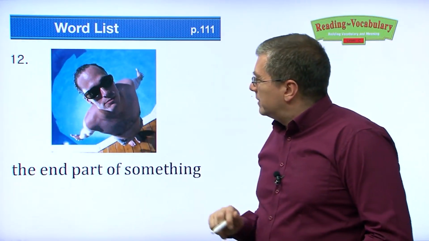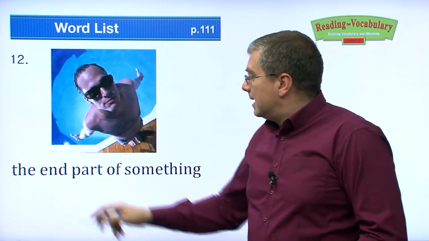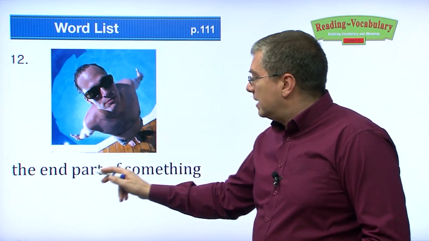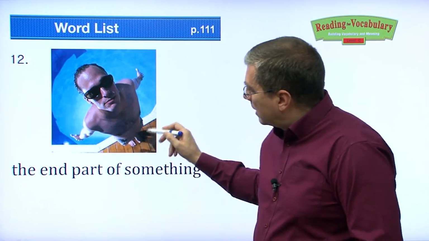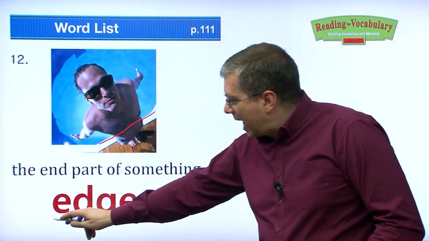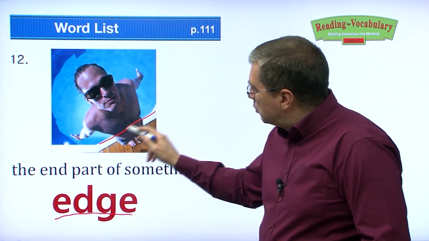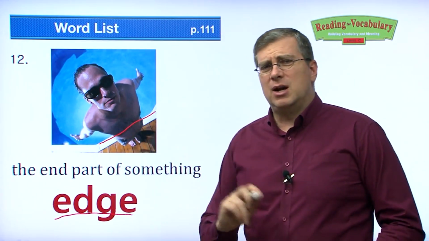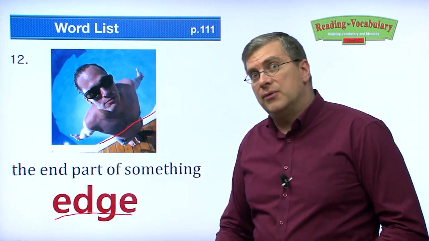Okay. Now, this man, what is he doing? He looks like he's about to go swimming, right? He is standing on the end part of something, the end part of the deck, right? That's the end. What do we call that? We call that the edge. He's standing on the edge of the pool deck, right? Be careful. Don't stand on the edge of a cliff, right?